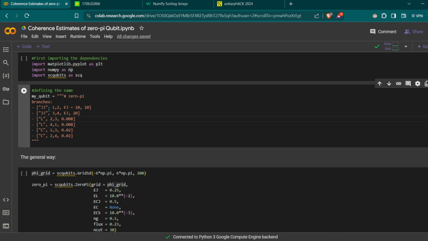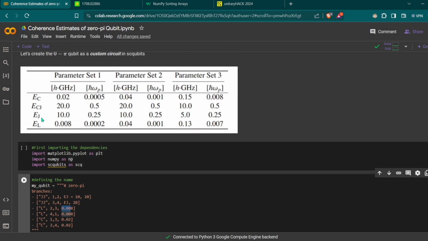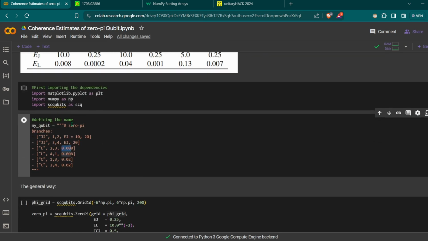If you look clearly, this contains all the branches in terms of the nodes, mentioned as 1, 2, 3, 4, and all these values basically say what kind of circuit elements are in use. So J for the Josephson junction, L for the inductance, and C for the capacitance. And these values, EJ and the others, are taken from this parameter set for their respective values.